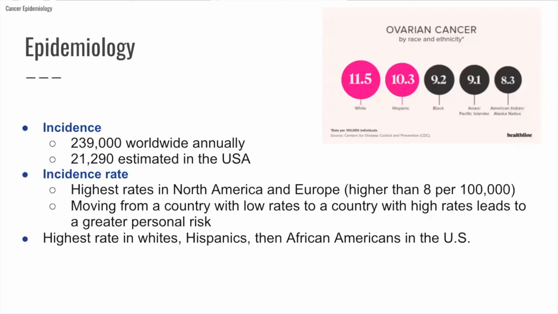The incidence rates are roughly 239,000 individuals worldwide, with roughly 21,290 in the USA. As you can see in the picture, the rates per 100,000 individuals are 11.5 for Caucasians, 10.3 for Hispanic, 9.2 for Black, 9.1 for Asian Pacific Islander, and 8.3 for American Indian and Alaskan Natives, respectively. The highest rates of ovarian cancer diagnoses are in North America and Europe, and moving from a country with low rates to a country with high rates leads to a greater personal risk.